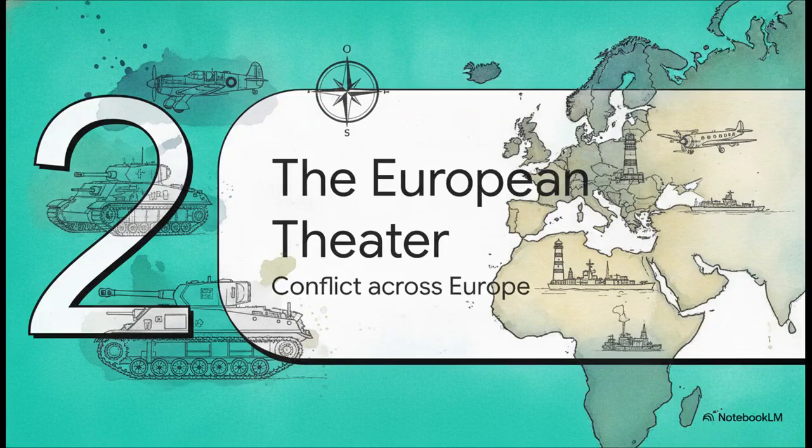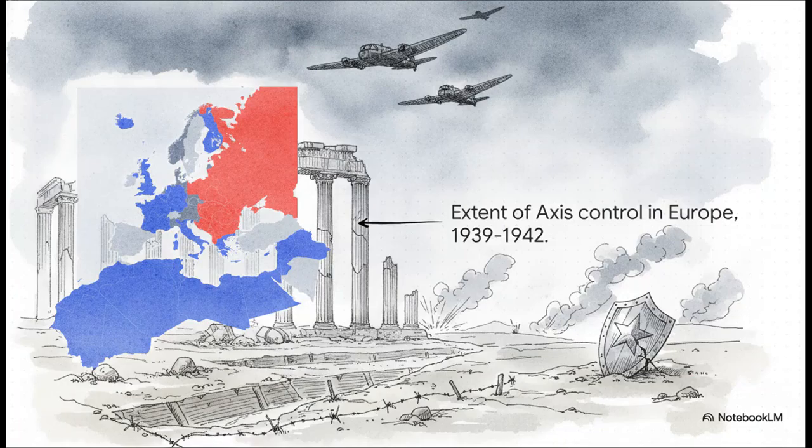Section 2. The European Theater. Conflict across Europe. Take a look at the sheer scale of this. By 1942, the Axis powers had achieved a massive spread of territorial control. They dominated Central and Western Europe and were pushing deep into Soviet territory. Following the fall of France in 1940 and the invasion of the Soviet Union in 1941, the Allies were looking at a completely daunting geographic challenge just to reclaim this vast landmass.